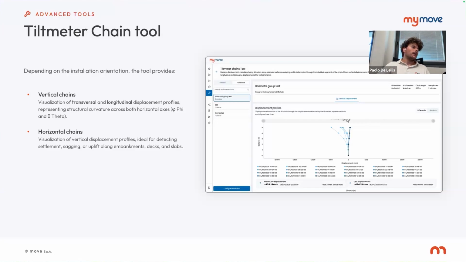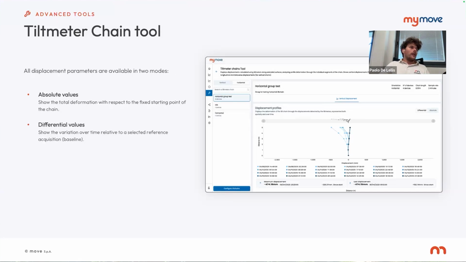to the other. So the tool needs to start from an initial point that is zero. After this, you have the relative displacement from the initial point. So you can have, for example, an absolute value and a relative value, a differential value.